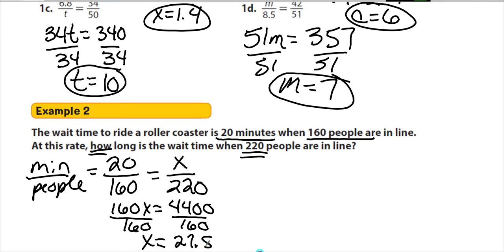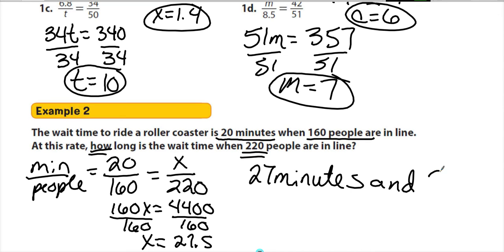All right. Now we're doing how long is the wait time. So we need that in time. All right. Well, what does 27.5 mean? That means 27 minutes. And remember, it's not 5 seconds. It's what? Half of a minute's actually 30 seconds, right? So 30 seconds. Okay, so 27 minutes and 30 seconds is how long it will take to get 220 people through the line. All right. Okay, let's turn the page.